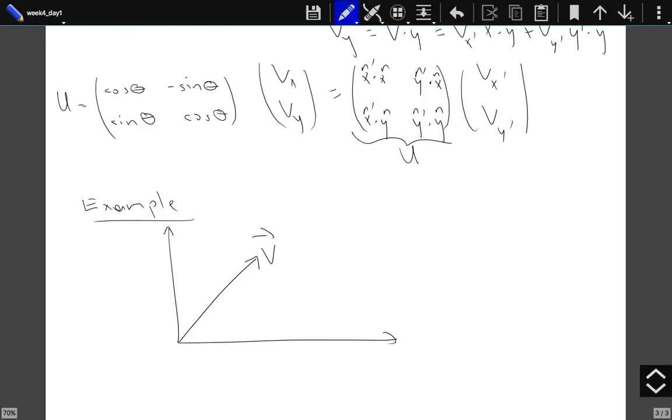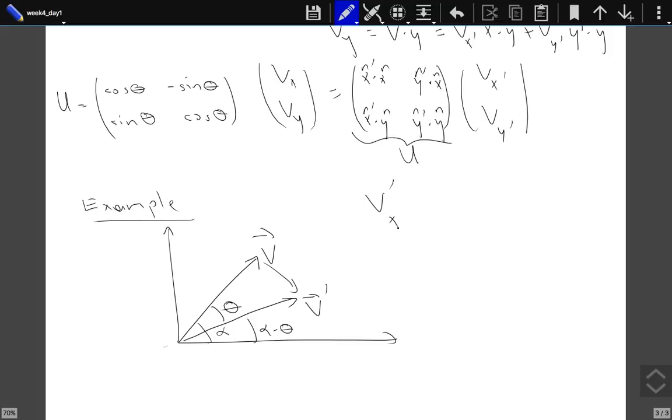Now let me do another example. In that example, what I did was this was my coordinate axis, and I rotated my coordinate axis by an angle theta. This time let me rotate V by an angle theta. Let's say this whole angle is alpha. So this is my new V, let me call it V prime. This angle over here, let me also call theta. So this angle is alpha minus theta.